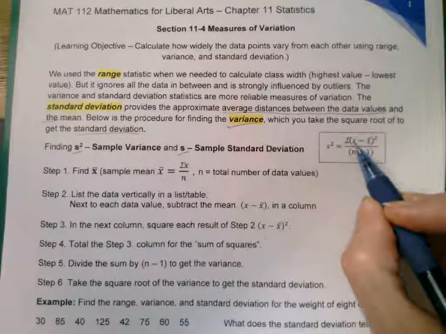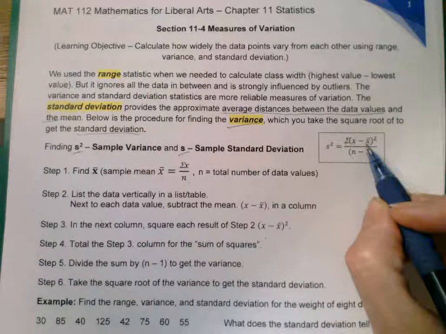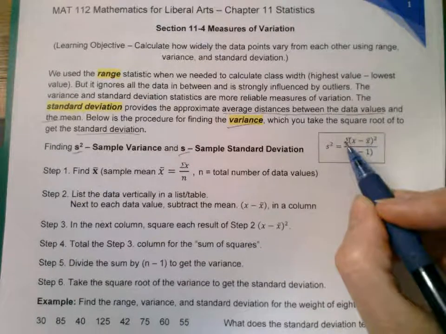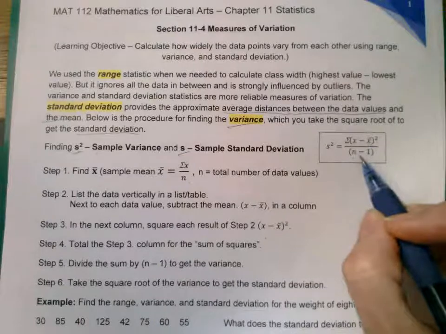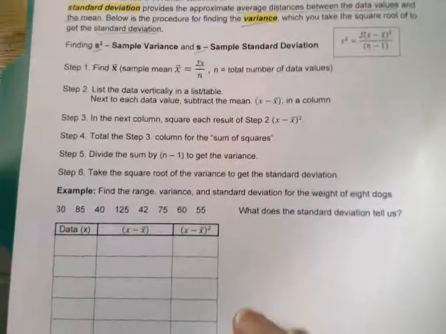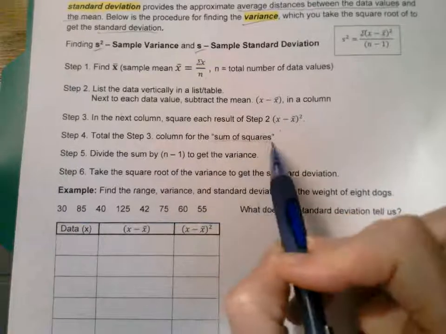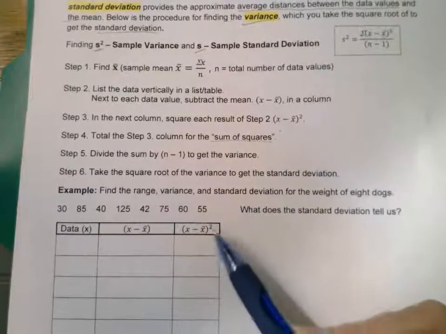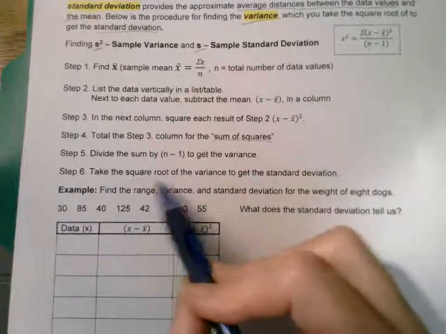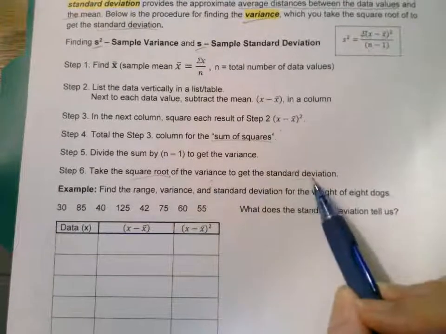So I'll need a column for the data values. Then I'll need a column for the mean being subtracted from them. Then I'll need a column for those numbers being squared. And then I will add up this column and then divide this by whatever this number is here from the sample size. Okay, so here are the columns. We need to get the sum of the squares, which is in the bottom of this column, and then divide the whole thing by that to get the variance, and then take the square root. Don't forget to take the square root of all this work for the variance to get the standard deviation.